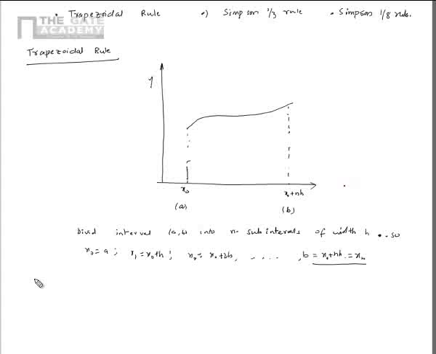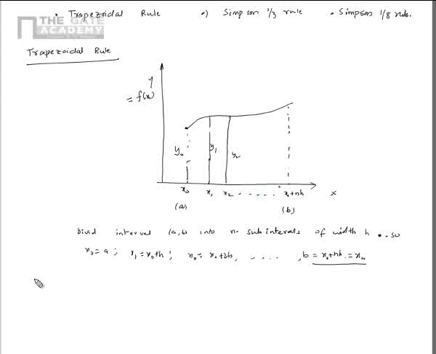Let this be y, this will be x. So y is your f of x, right? Y is your f of x. So corresponding to x naught, say I have a point here, this is y naught, and for the time being let's call this y1, and this y2, and so on, and this is x1, this is x2, so on till xn.